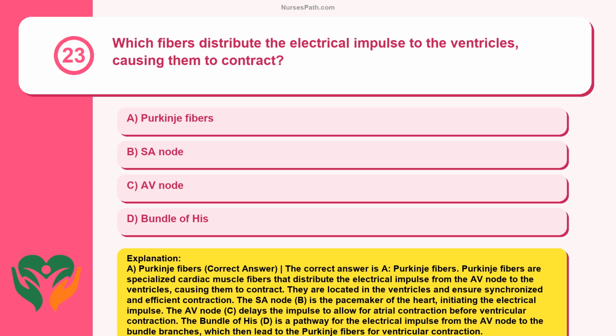The SA node, B, is the pacemaker of the heart, initiating the electrical impulse. The AV node, C, delays the impulse to allow for atrial contraction before ventricular contraction. The bundle of His, D, is a pathway for the electrical impulse from the AV node to the bundle branches, which then lead to the Purkinje fibers for ventricular contraction.